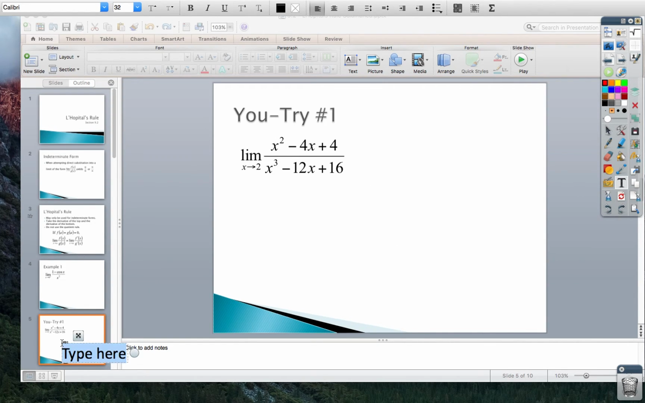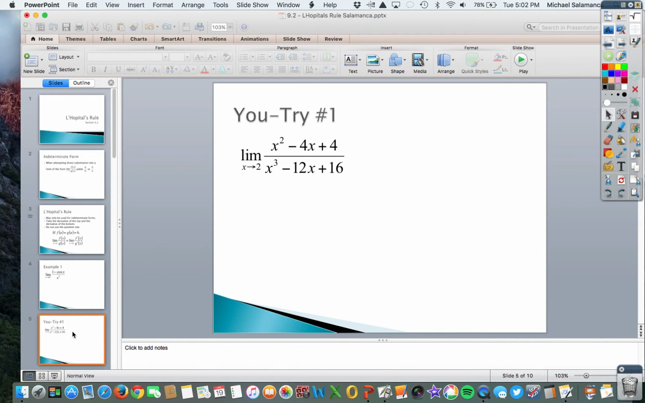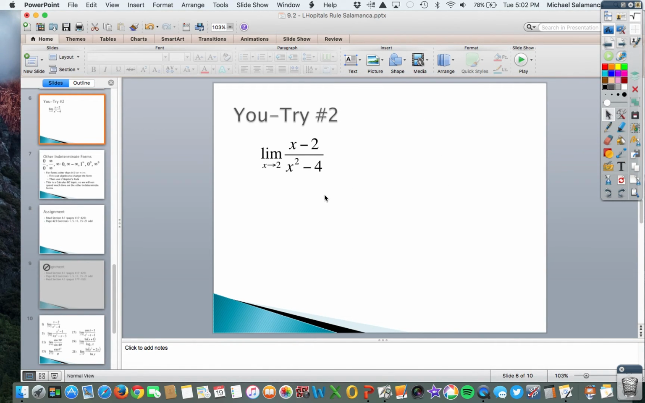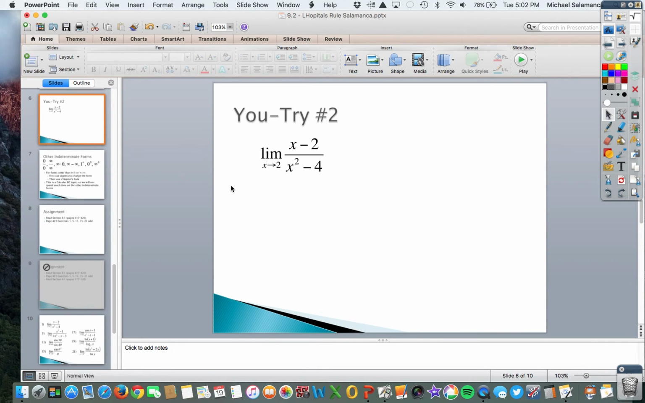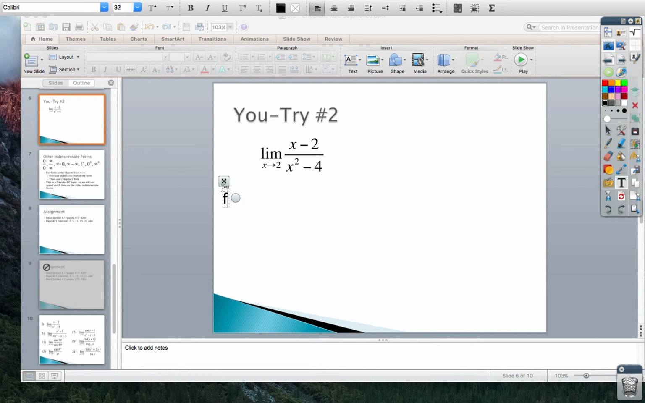Let's try one more problem here. Now we have the limit as x approaches 2 of x minus 2 divided by x squared minus 4. Now, if we substituted the 2 in here, you would know 2 minus 2 is 0, and 2 squared minus 4 is also 0. So we're going to go ahead and use L'Hopital's rule one more time. We're going to get f of x equals x minus 2, g of x is equal to x squared minus 4.